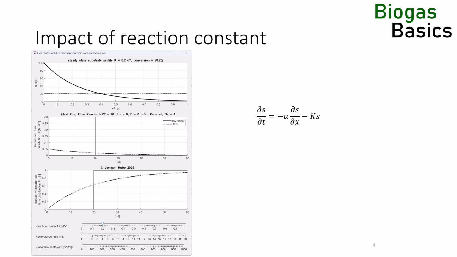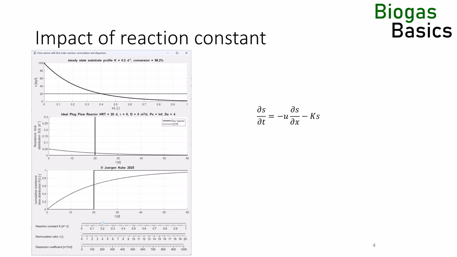As a comparison, I have shown the substrate profile of a CSTR of equal size as a dotted line. The CSTR is gradient-free. Here it converts 80% of the substrate. We see that the plug flow reactor is much more efficient than the CSTR in converting substrate to biogas, but it also has much higher substrate concentrations at the inlet of the reactor.